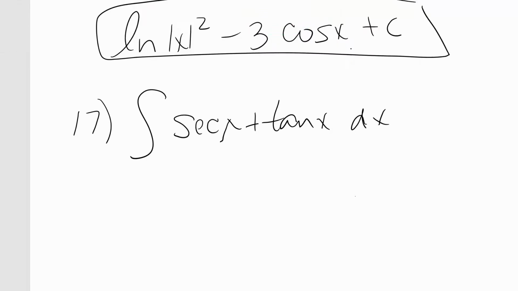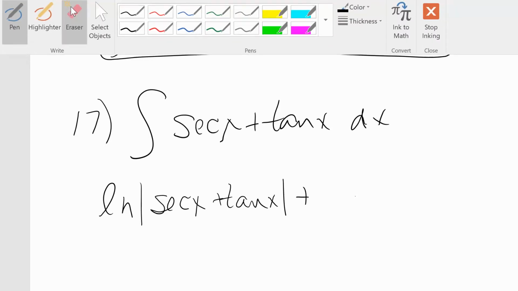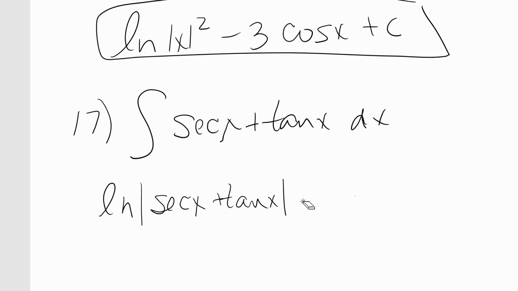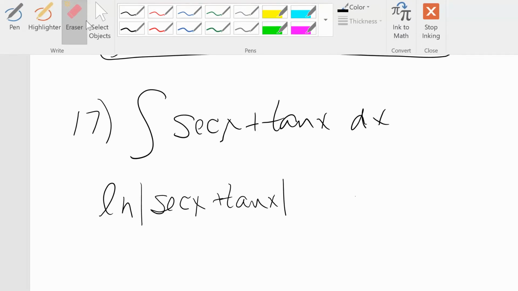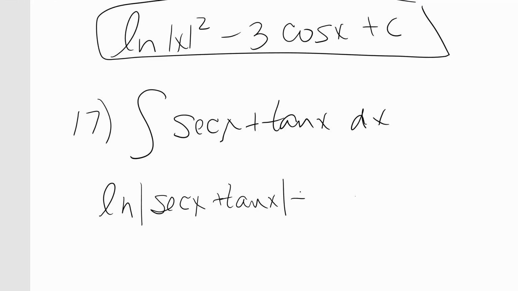So the integral of the secant of x is the natural log of the absolute value of the secant of x plus tangent of x. And then add to that, the integral of tangent of x is actually negative. So we want to get rid of that plus sign and make it a minus sign. So it's going to be minus the natural log of the absolute value of the cosine of x plus c.